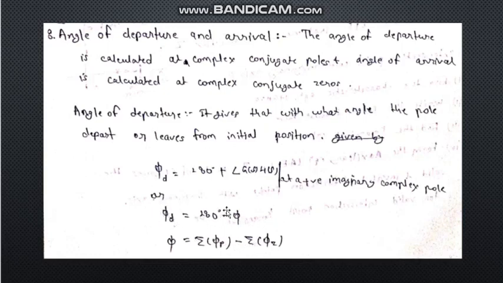For angle of arrival, there will be a slight change in the formula. 180 plus phi will be there, only plus. Okay. I hope you got all the points or steps to plot the root locus branch, but to further clear it, you have to solve a complete problem.